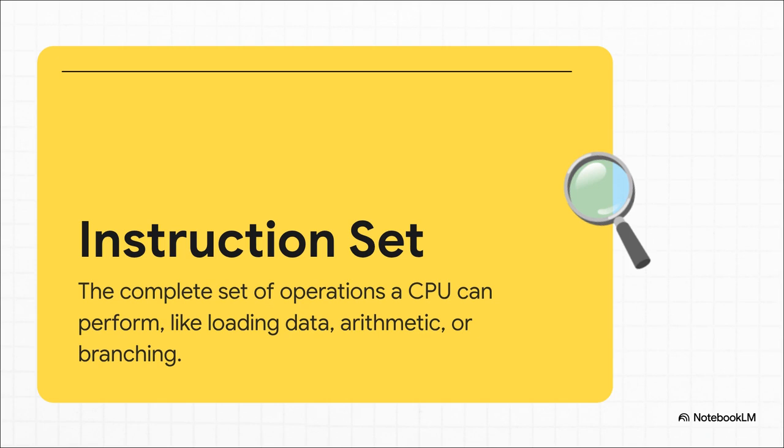All right, so how does that CPU brain actually think? Well, it uses something called an instruction set. You can think of this as its entire vocabulary of actions. Every single operation it knows how to do, like loading data, adding two numbers together, or making a decision, it's all in there. It's the fundamental language that's baked right into the hardware itself.